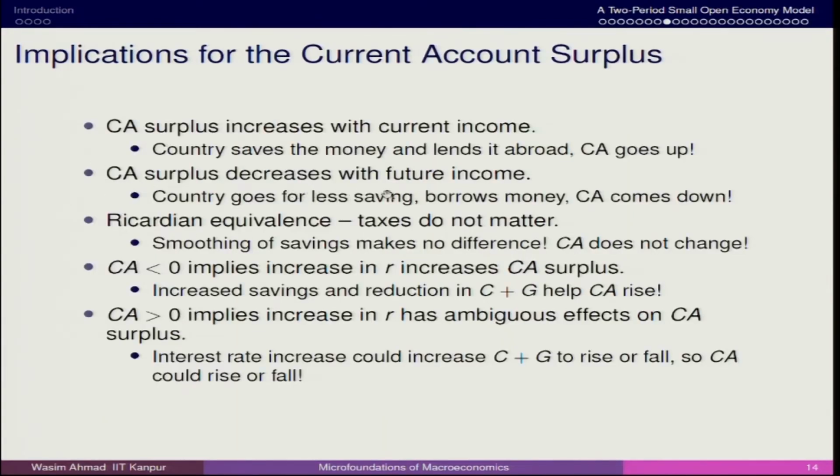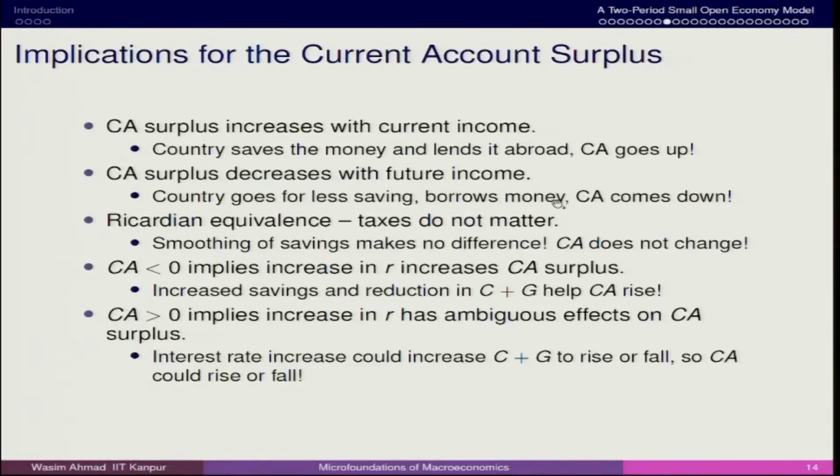CA surplus decreases with future income. So, if you have a future income increasing, suppose you are in campus doing BTech or BS, or suppose you are pursuing some course, in your third semester companies come and they give you the job offer. If you know that you are being placed in the company and you have the job offer, then you are very sure that in future you are going to get higher income, because once you join the company, then the company will be paying you the salary.